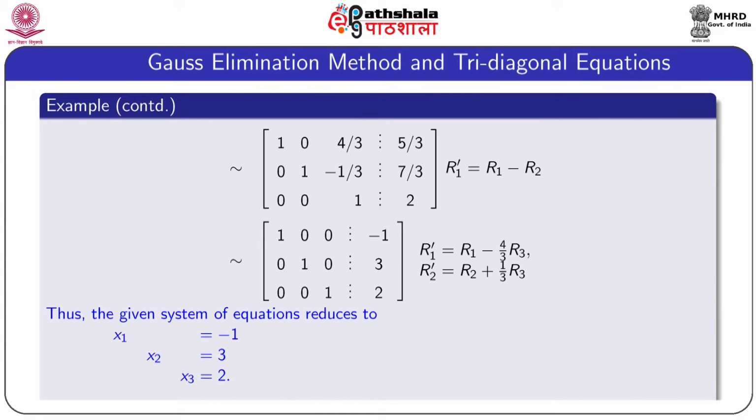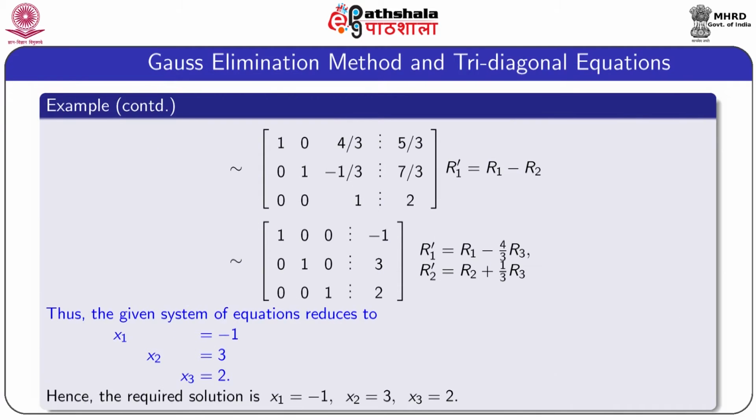Thus finally the given system of equations reduces to x1 equal to minus 1, x2 equal to 3, and x3 equal to 2. Thus the solution of the given system of equations is x1 equal to minus 1, x2 equal to 3, and x3 equal to 2. So note that the method is very simple compared to the other methods, particularly the Gauss elimination method and so on. So we have discussed the Gauss elimination method and the Gauss-Jordan elimination method to solve a system of linear equations.